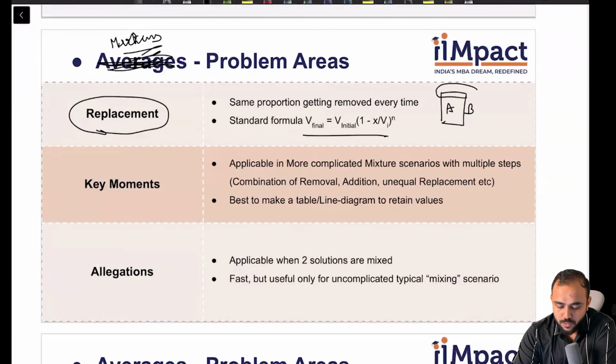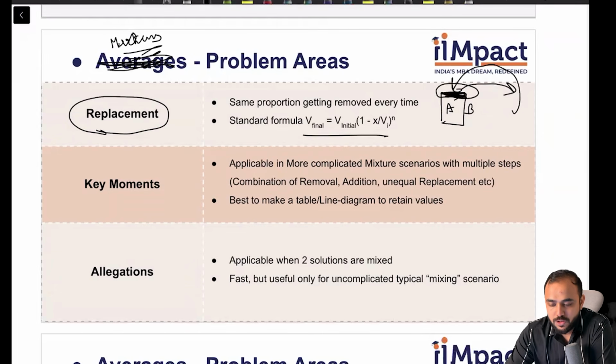Some proportion is removed from here, and then B is entirely put here. So then your answer will look to be something like this. The modifications to this we will shortly discuss.